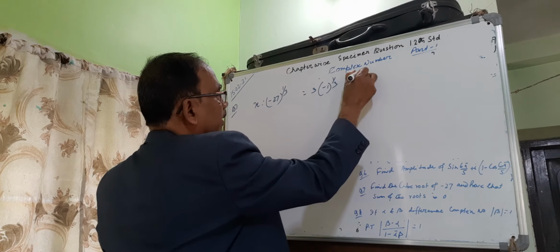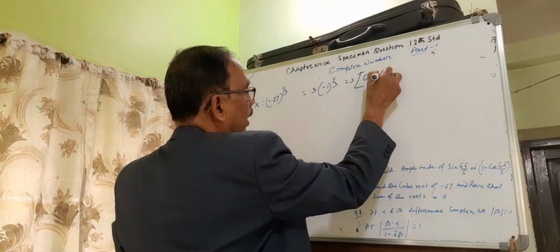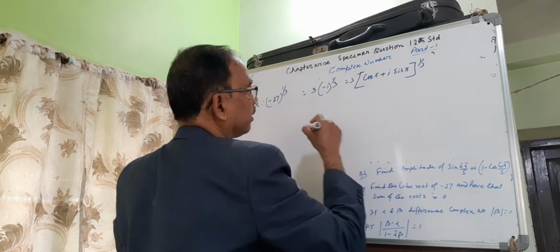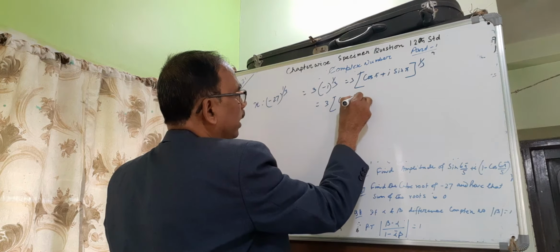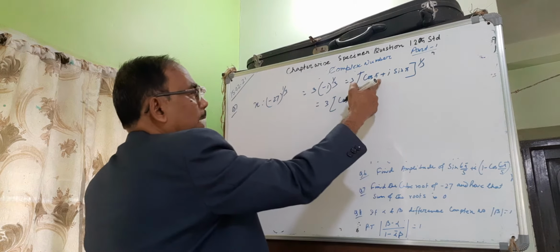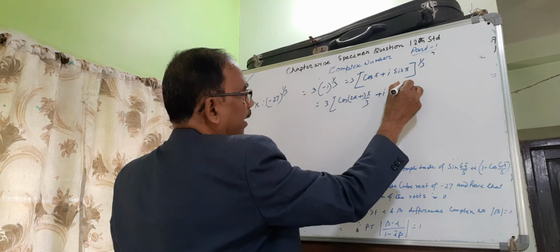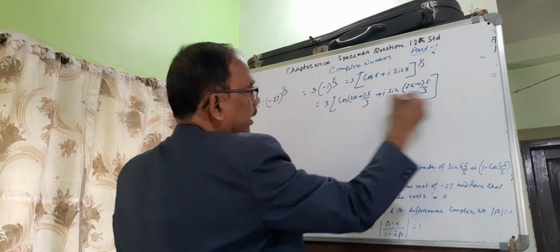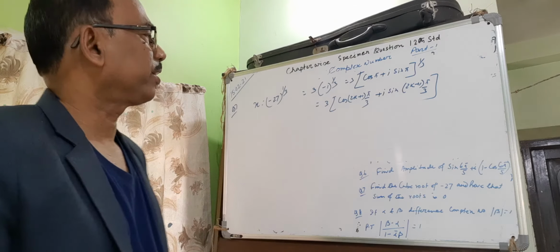The value of −1 is cos π + i sin π, whole to the power 1/3. That we can write as 3 [cos((2k+1)π/3) + i sin((2k+1)π/3)] using de Moivre's theorem: (cos θ + i sin θ)^n = cos nθ + i sin nθ.